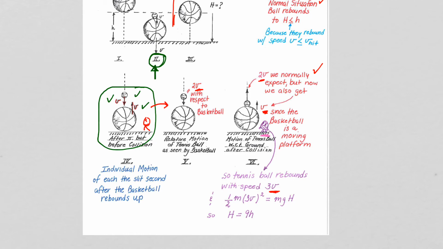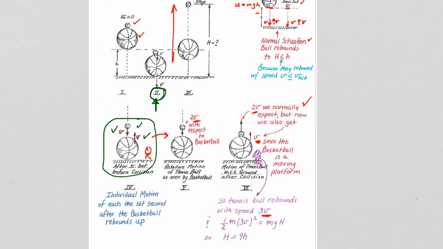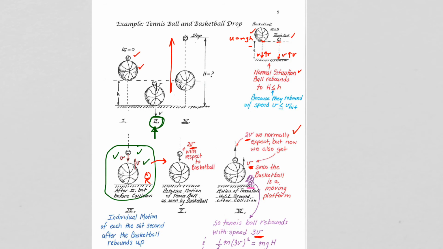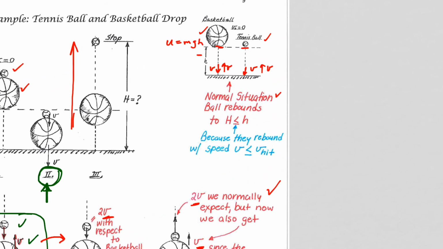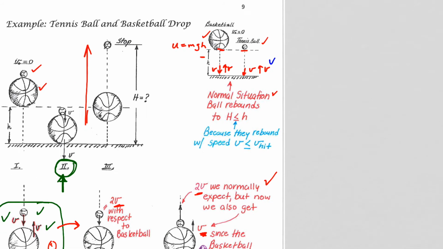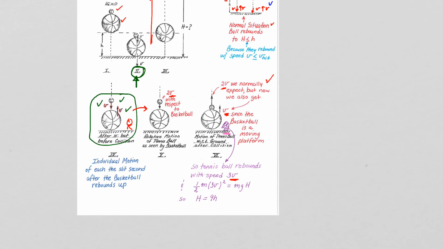If you recall from our normal situation, let's go back up top for a second, we said it should rebound with a speed v. But we have just shown, based on the assumption of a perfectly elastic collision for all collisions, the tennis ball with the ground, the basketball with the ground, the tennis ball with the basketball, that every collision is elastic. And if we assume that the mass of the basketball is very, very big by comparison to the mass of the tennis ball, all of those approximations give us the result we are looking at here.